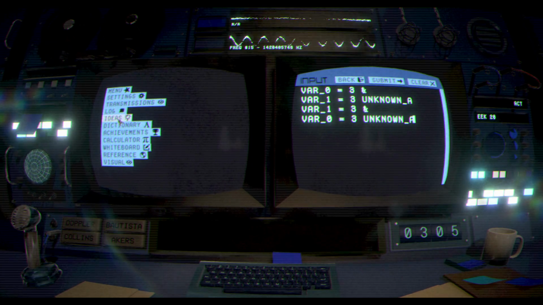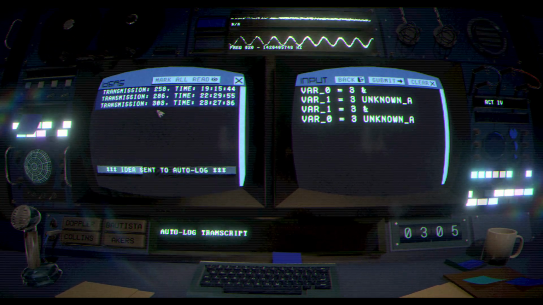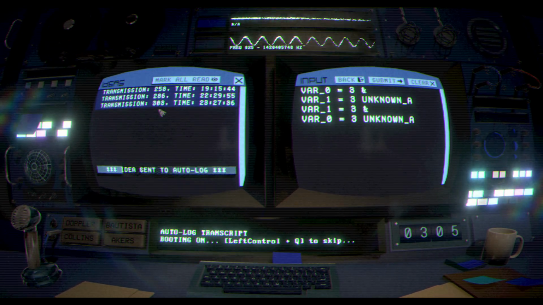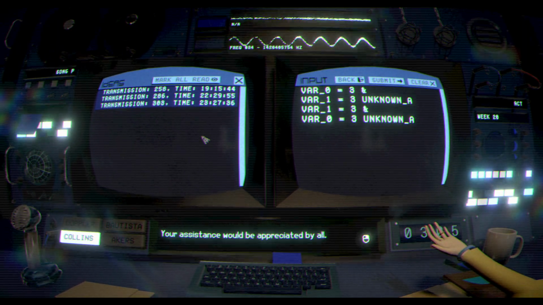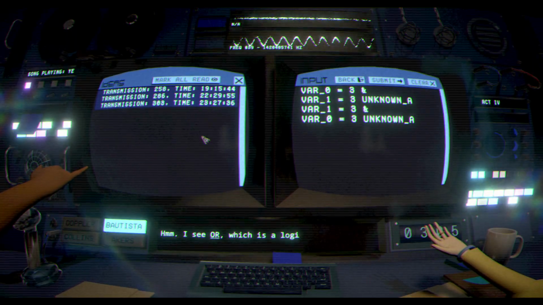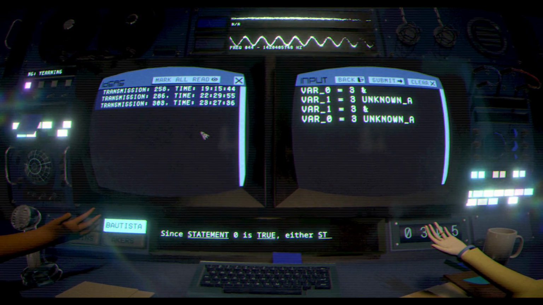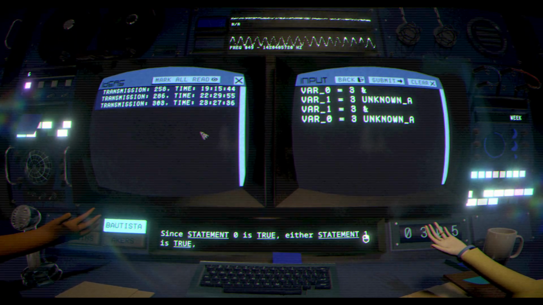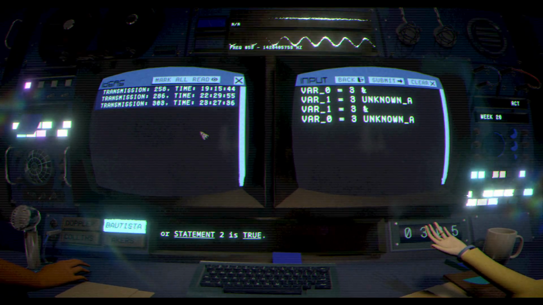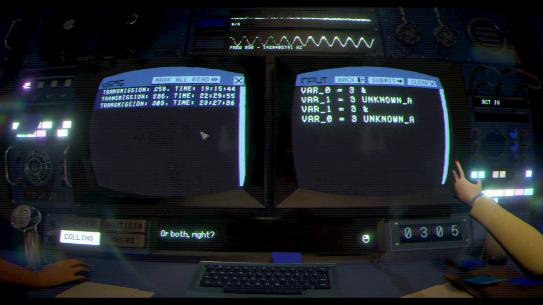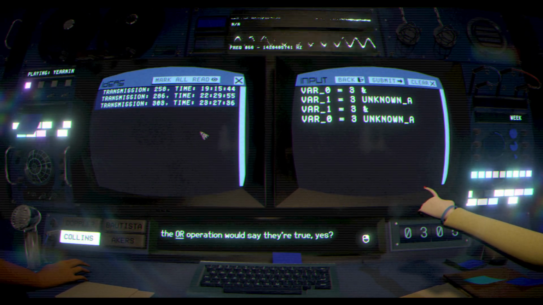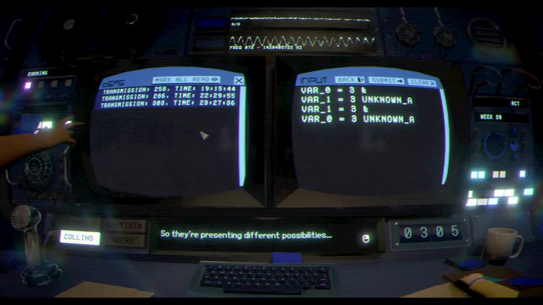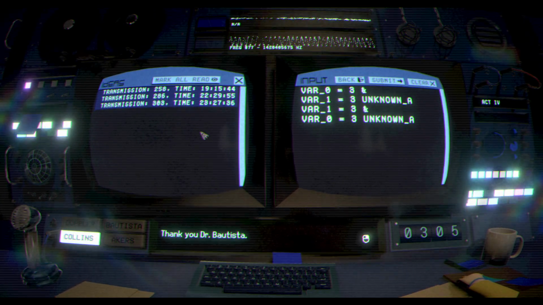No signal change. Okay. Then perhaps you have a formatting suggestion. Dr. Batista, there's quite a bit of logic here. Your assistance will be appreciated by all. I see or, which is a logical or. Since statement 0 is true, either statement 1 is true, or statement 2 is true. Or both, right? If both statements are true, the or operation would say they're true, yes. So they're presenting different possibilities. Thank you, Dr. Batista.